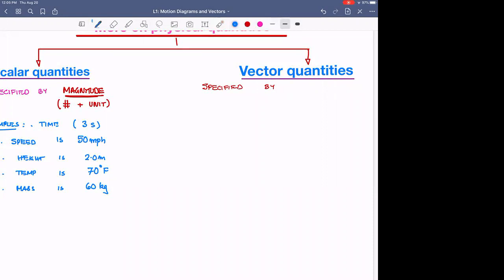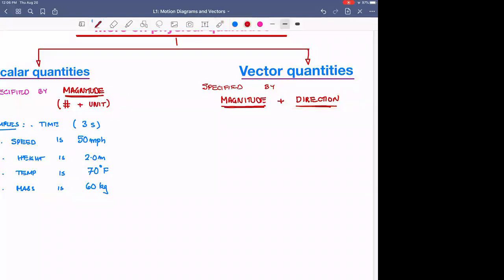Vector quantities still have a magnitude, but in addition to a magnitude, they also have a direction. So to completely specify a vector quantity, you need to assign a magnitude, which is a number plus a unit, but apart from that, we also need to specify a direction.